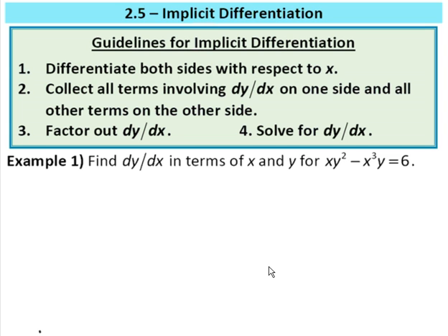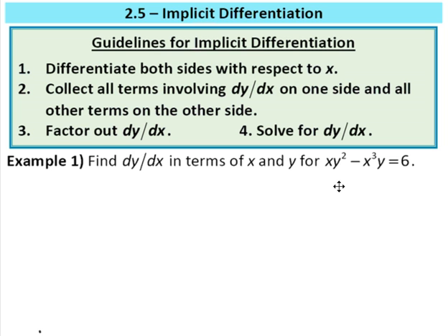This video is covering section 2.5, implicit differentiation. We use implicit differentiation when we take the derivative of functions that are not explicitly in terms of x. That is, if you look at example 1, xy squared minus x cubed y equals 6, there's no way that we could isolate the y value for this equation in terms of only x. But it's still a function that we are interested in taking the derivative of.